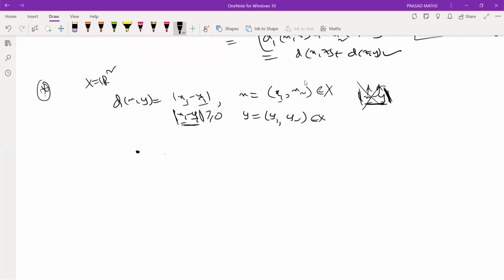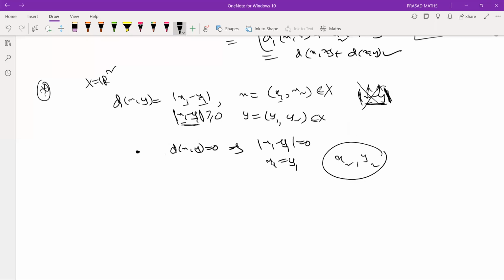So what is the second property I'm going to check? Suppose d of x comma y is 0. That means mod of x1 minus y1 equals 0, that means x1 equals y1. What about x2 and y2? We know x1 equals y1. If x2 and y2 are different, whose first components are the same, x1 equals y1, then this result can fail, right?